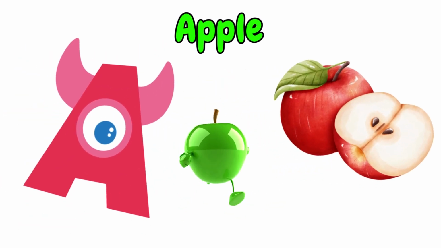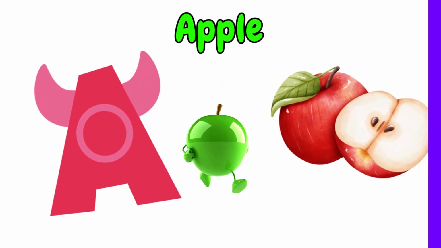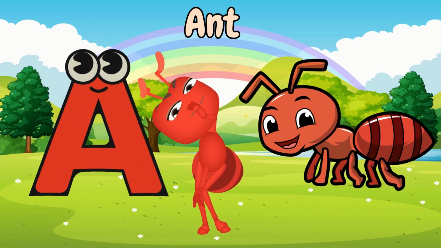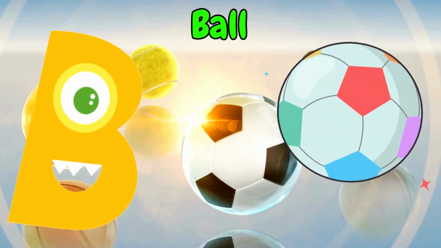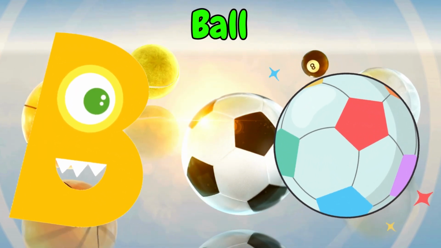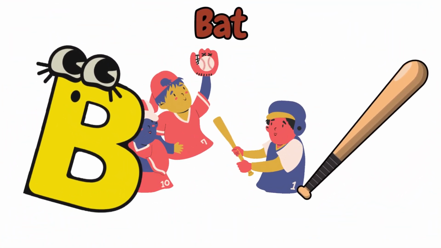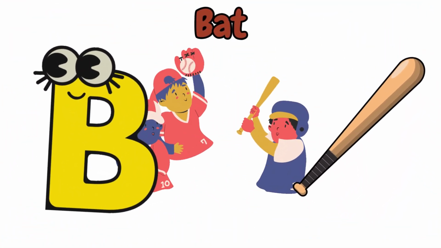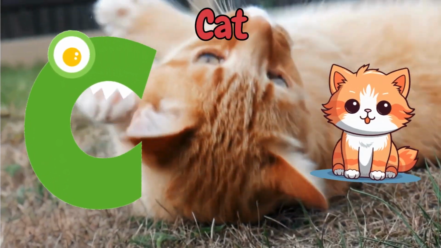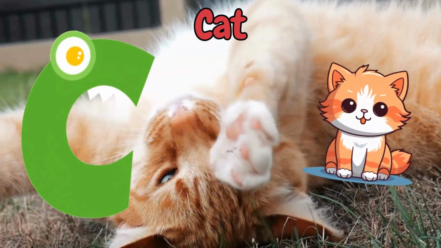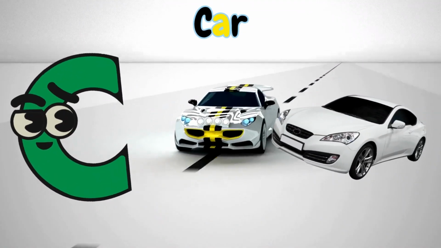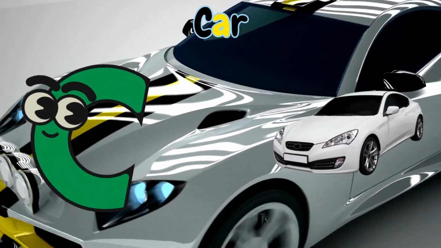A is for apple, apple. A is for ant, ant. B is for ball, ball. B is for bat, bat. C is for cat, cat. C is for car, car.